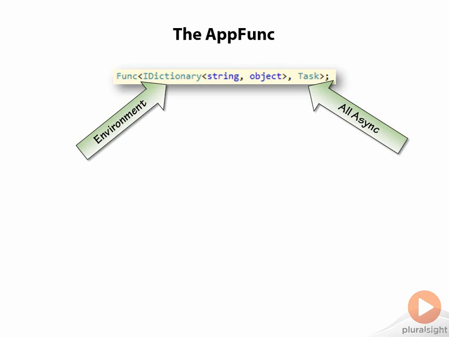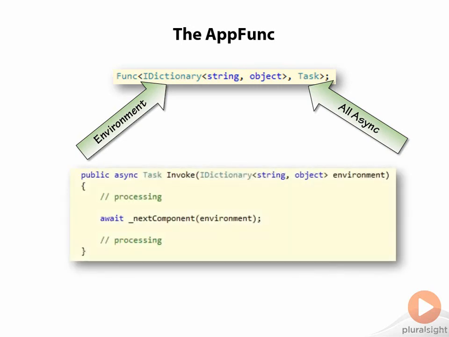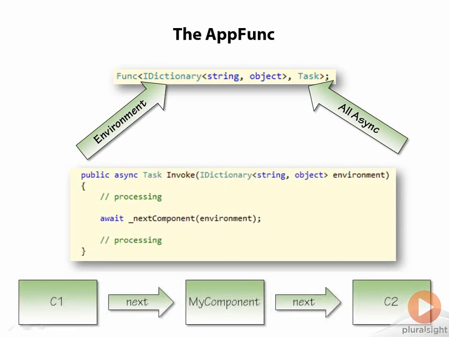The lowest level component that you can write then is a component that has a method matching that AppFunc signature. It returns a task and it takes a dictionary of string and object. And when you write a component at this low level, you'll find that Owin is all about a pipeline of components that don't know about each other but can work to fulfill a request. So one component might be checking for an authorization cookie, and another component might write out the welcome page or write out hello world for each request like we've done.